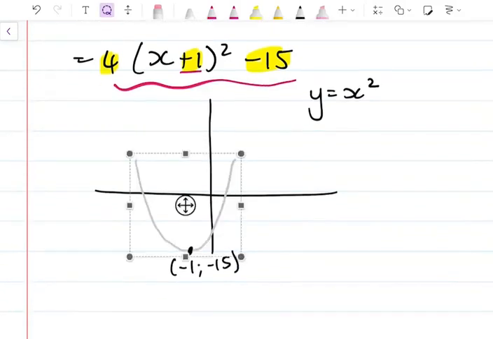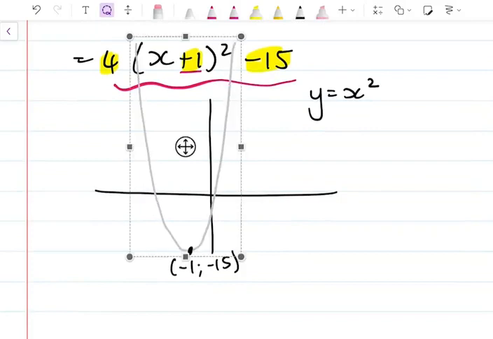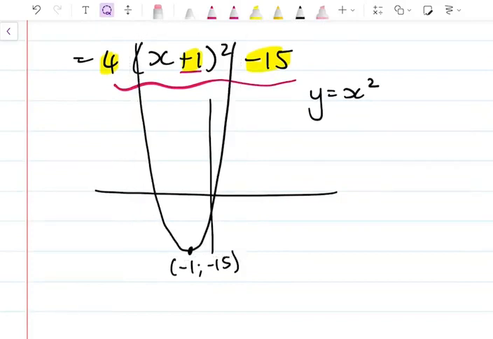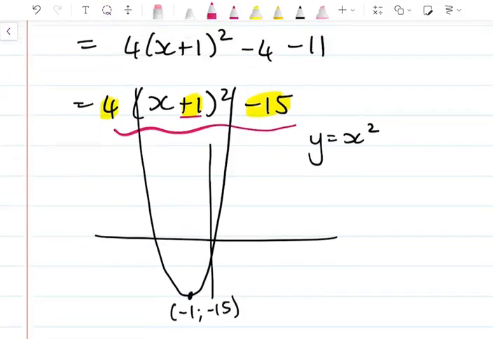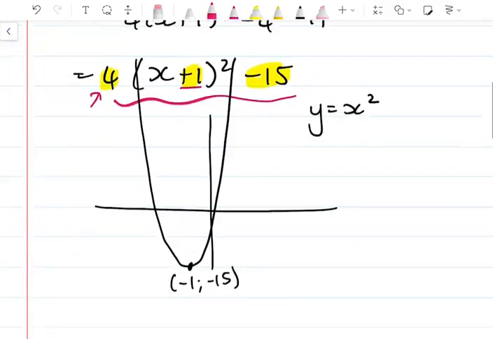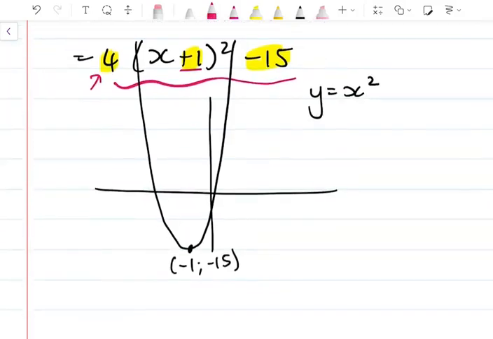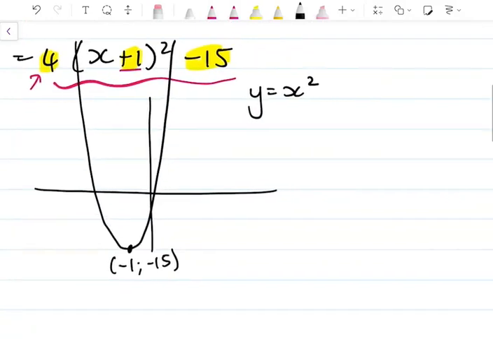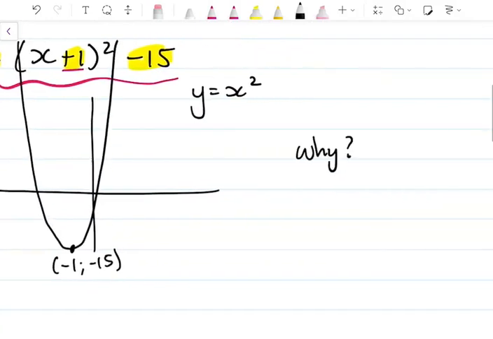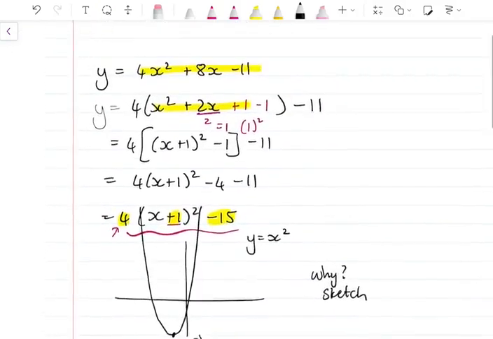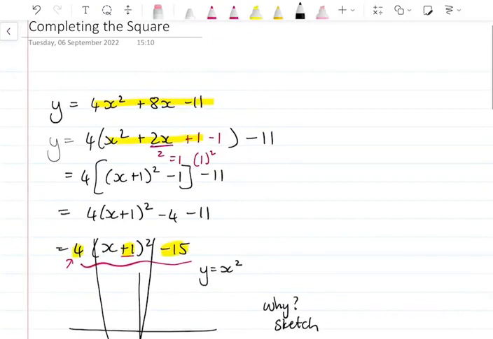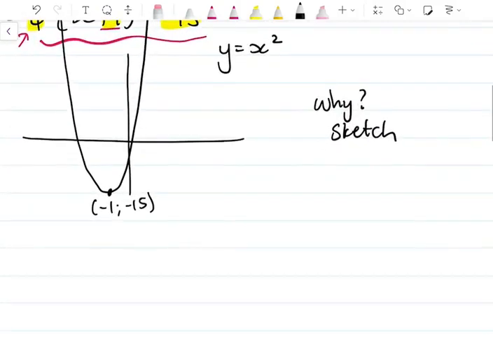Okay, and then this one has also been stretched by a scale factor of 4, and that's what we get from the 4 in front of the bracket in the completed square form. So our first reason for completing the square is it helps us to sketch. So why are we doing this? It helps us to sketch the quadratic in a much easier way than if we were just looking at the original format. Okay, another reason is because it gives us the turning point.